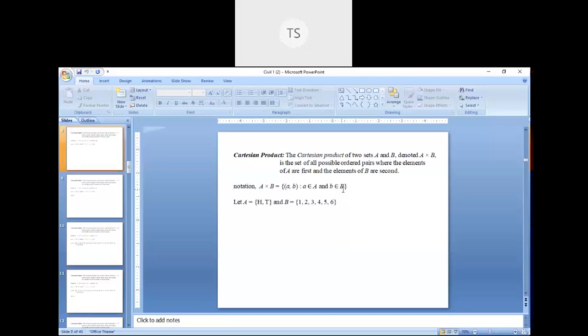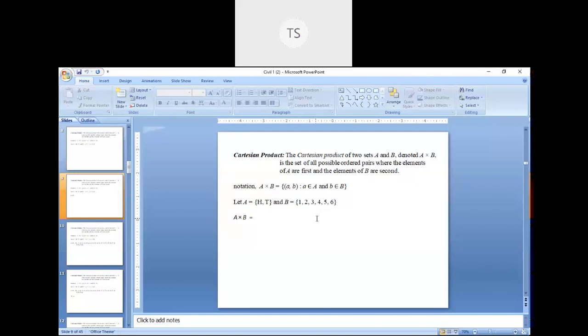Now suppose you have an example where I have given two sets. Set A, the elements are capital H and capital T, and set B, the elements are 1, 2, 3, 4, 5 and 6. Now I have to find the Cartesian product of A and B. So I'll use the symbol A cross B. Is it clear up to this? If you have any doubt, you can unmute and ask me. Don't worry, I will explain again if you have doubts. Just ask me in any step if you have doubts.